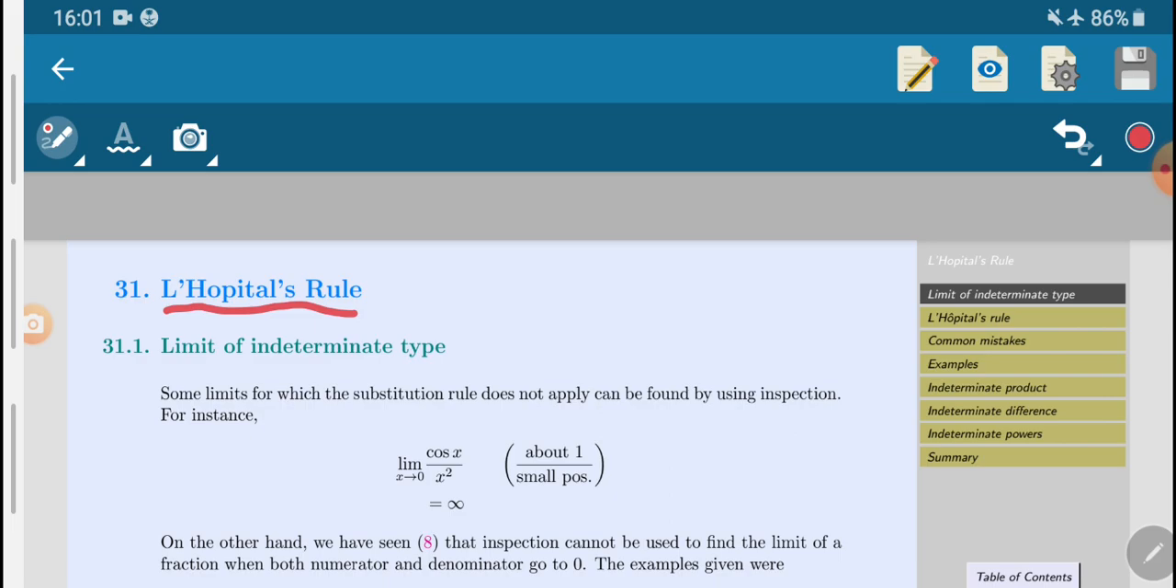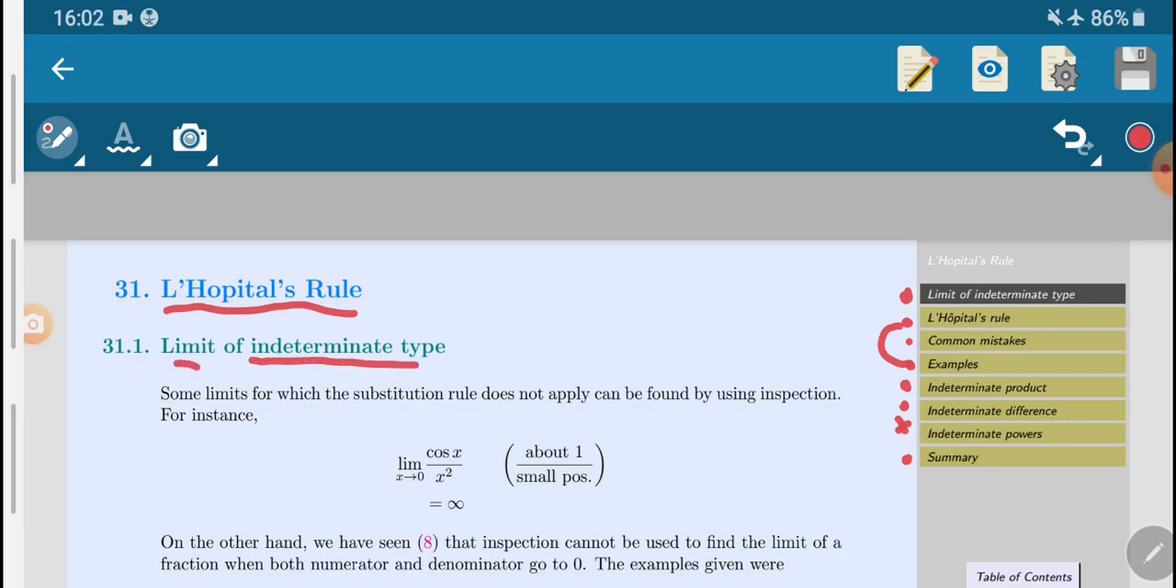Today's lesson is about how to use the L'Hopital rule to determine the limit instead of some previous ways. Today we're going to learn how to determine the limit of indeterminate type, the L'Hopital rule, the common mistakes, some examples about the L'Hopital rule, indeterminate product, indeterminate difference. And we're going to cover the indeterminate powers, and finally we're going to take a summary. So today's lesson: how to determine the limit for the indeterminate type.